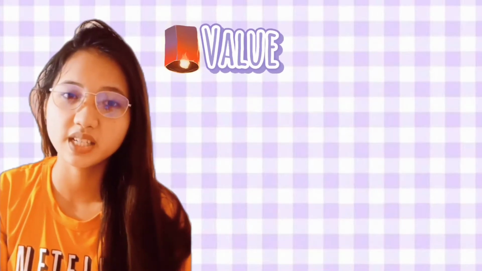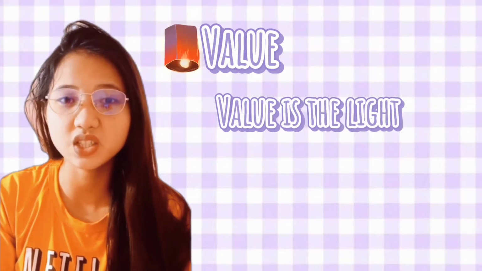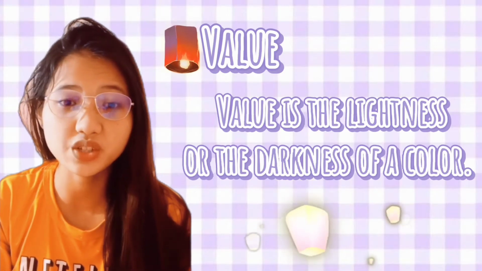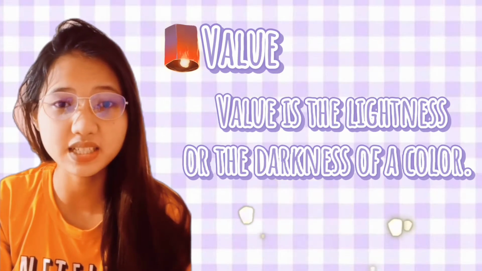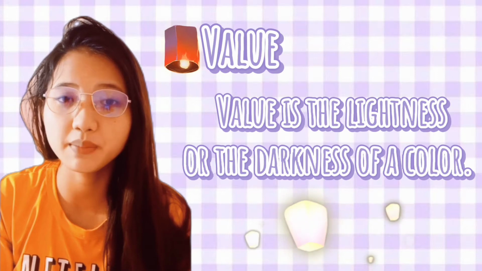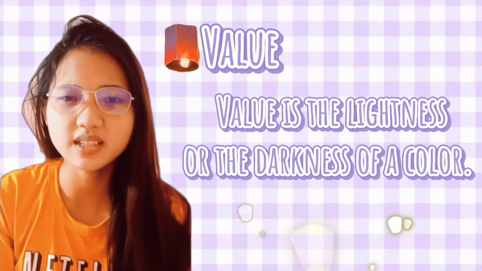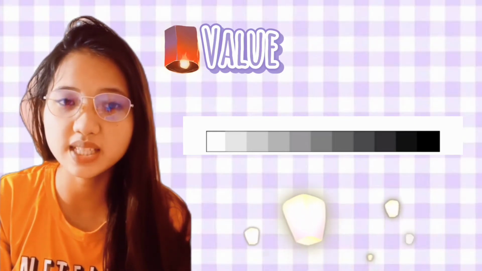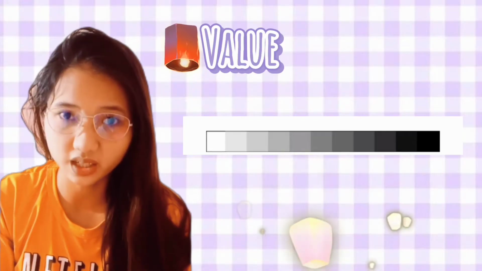Third one is value, which means the lightness or darkness of a color. Adding white or black to a hue changes its value. A tint is created when white is added, while a shade is made when black is added. Look at example number 1. It is a good way to see the difference in the values of colors.